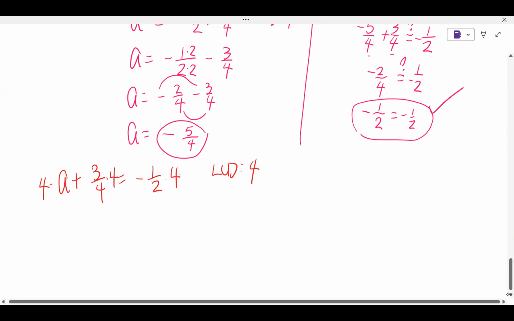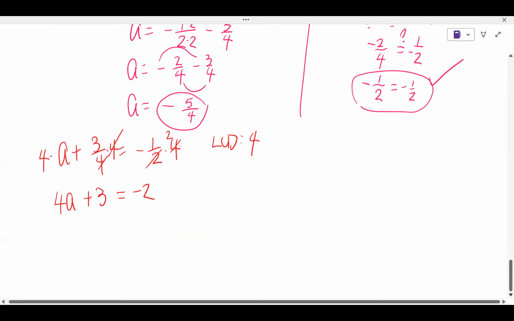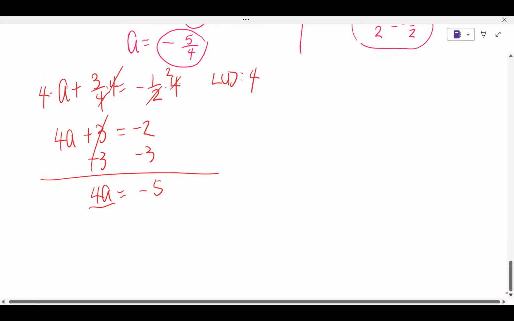Okay, I got you. Yeah. If you do that, that's fine, right? So we get 4a plus, and then cancel the 4, we get a 3. And here, 4 goes into 4 one time, so -1 times 2, that's -2. Now once you do that, then you can subtract 3 from both sides of the equation. And you get 4a equal -5. And you divide by 4 on both sides of the equation. And a equal to -5/4.